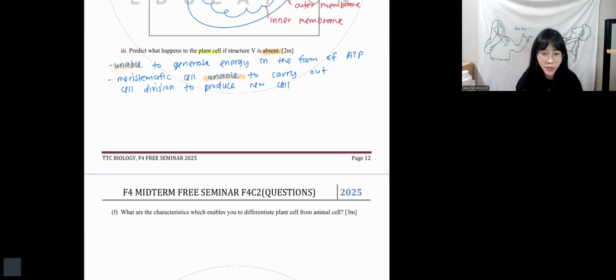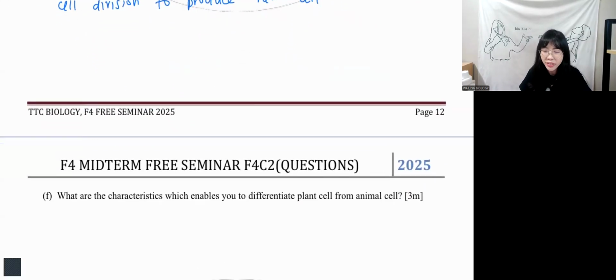Okay, what are the characteristics which enable you to differentiate plant cell from animal cell? For a structure question, you cannot draw a table unless the teacher allows you. We only draw tables in essay questions. For structure questions, you have to form sentences. How to form a sentence? Tell me one difference between animal cell and plant cell first. Plant cell has what that animal cell doesn't have?